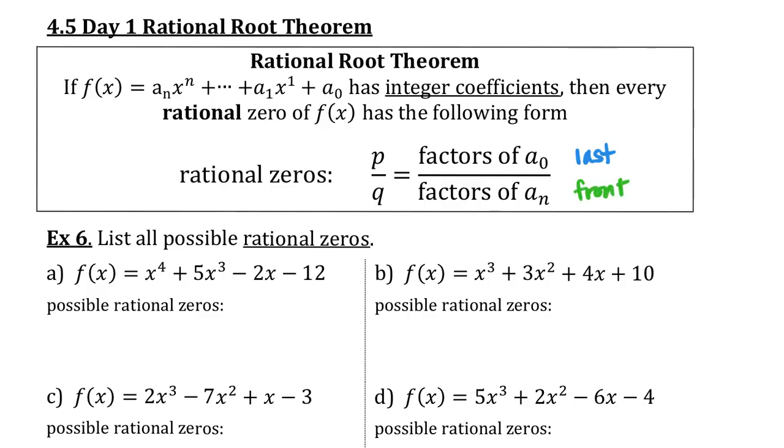Okay, so for example 6, we're just going to list what the possible rational zeros are. We're not actually going to figure out which ones are correct. We will use the factor theorem to figure out which ones are correct.